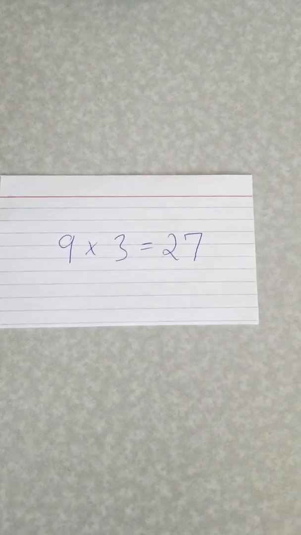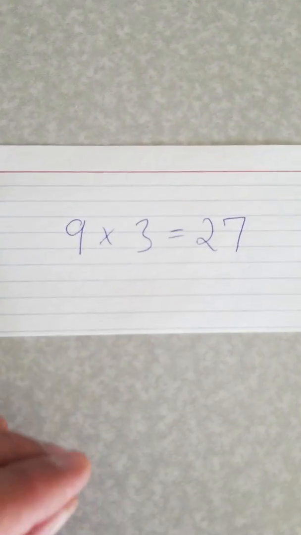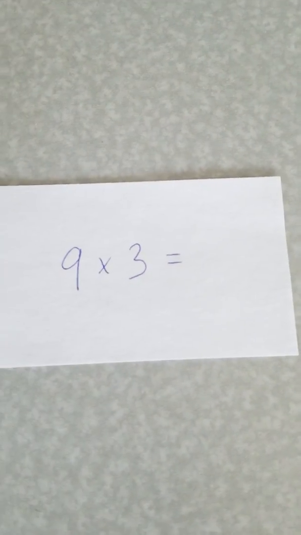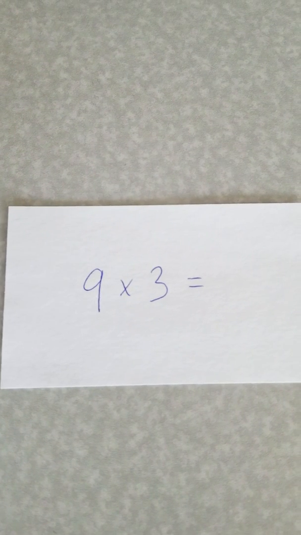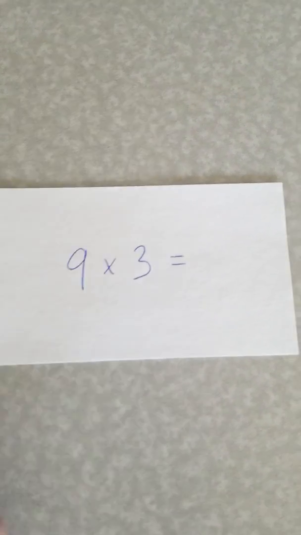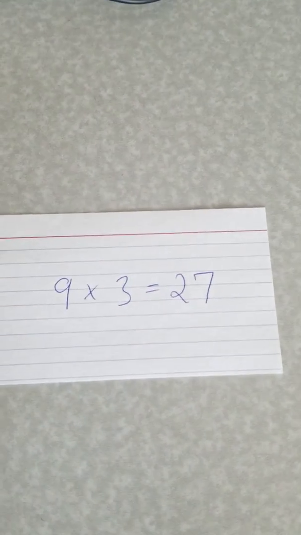Now, they're not going to say just 27. I want to make sure that is clear. If they see 9 times 3, we don't want them to just say 27 and move on. They have to still say, if they know it, 9 times 3 equals 27. You turn it over, they see it again: 9 times 3 equals 27.